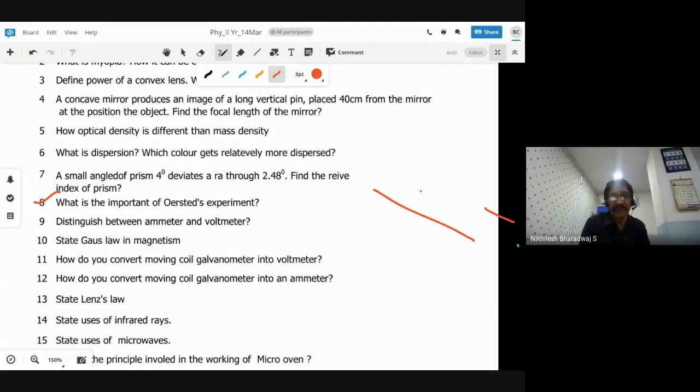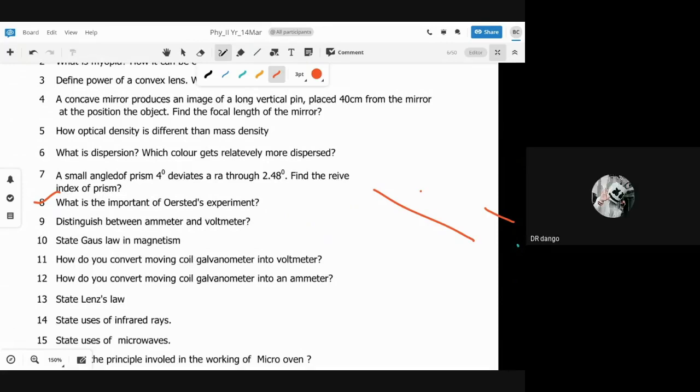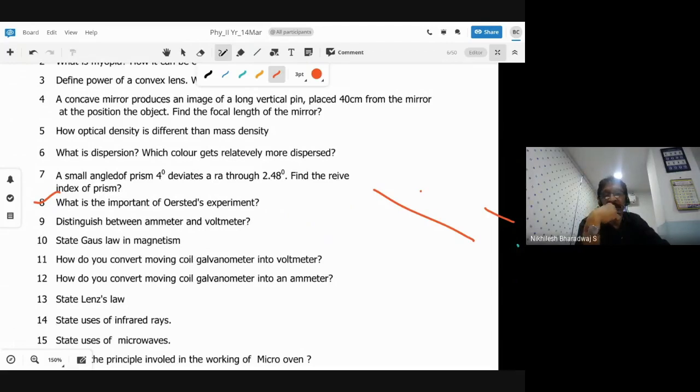Distinguish between ammeter and voltmeter. That's very easy. Ammeter is a device which is used to measure current, and it should be always connected in series with the component. Voltmeter is a device used to measure the PD across the component. It should be always connected in parallel with the component.